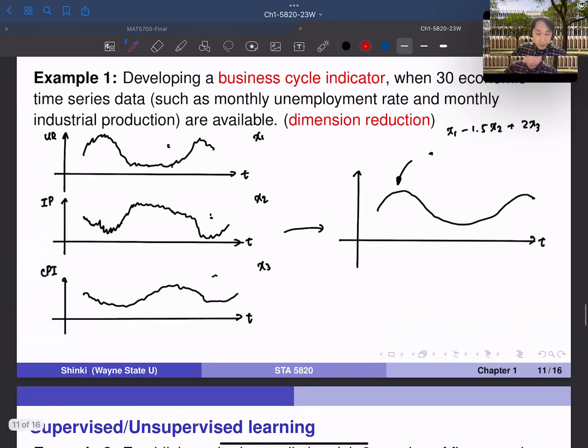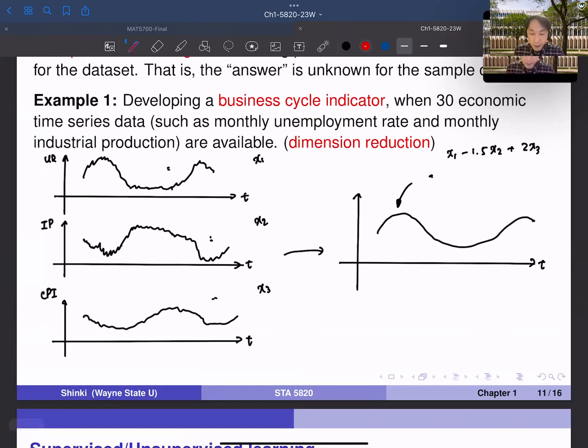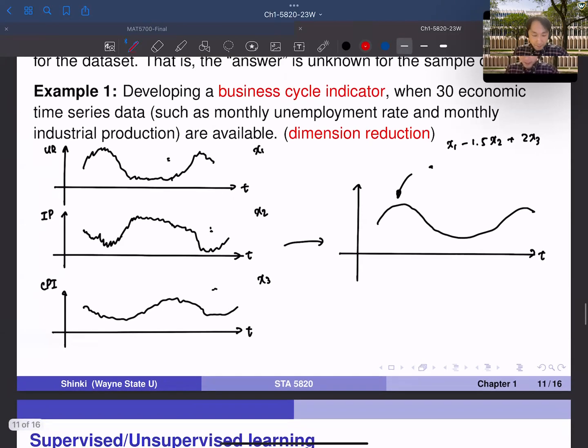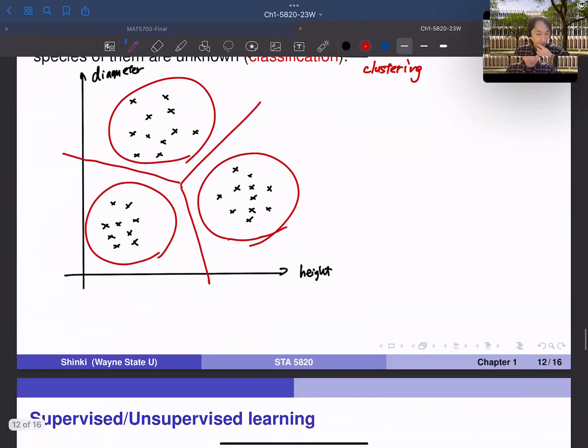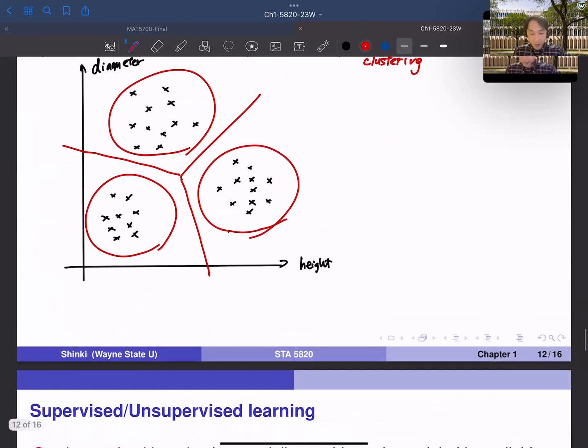So usually in this context, the business cycle context, maybe we want to predict the total production, the gross domestic product, or something like that. So we need some ultimate objective, but actually no, because, yeah, it's a little bit hard.